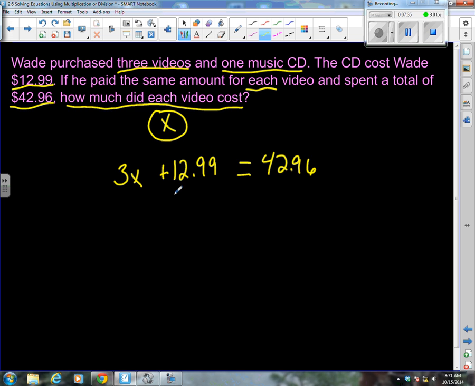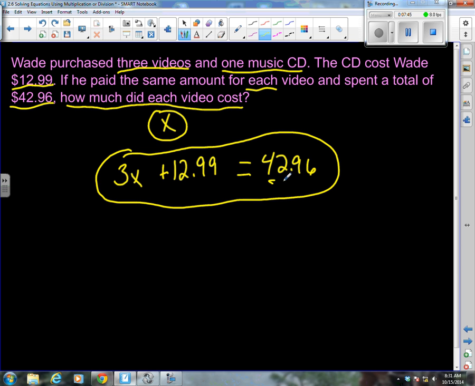Okay, now we're not going to solve this because we haven't gotten to 2-step equations. So the main thing is setting it up. And so this is what it looks like. Again, the total's here. A one-time fee or one-time payment is here that's added. And then our rate multiplied by whatever our variable was, in this case it represented how much each video cost. Okay, and that's how you set up a basic word problem.